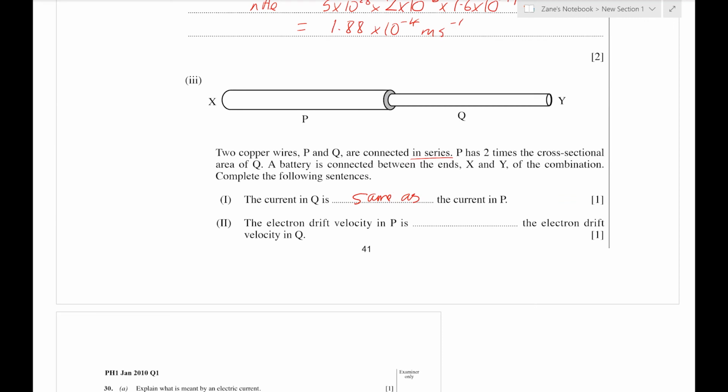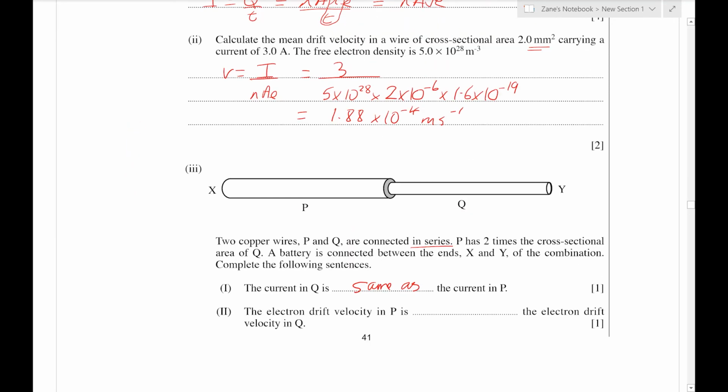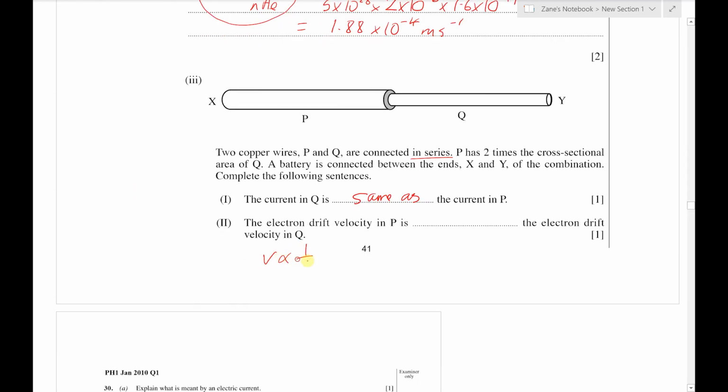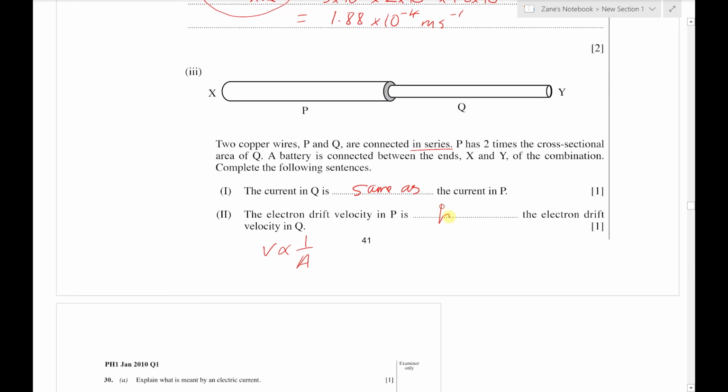For the last part of the question, we're asked about the electron drift velocity. Well, in the equation that we've used in the previous part of the question, we can see that because the current is the same for both parts of the wire, n is the same for copper, they're both copper, and n is a constant for copper, and e is constant, we can actually see that v is inversely proportional to A. So the smaller area has the higher velocity, and because the section Q has got half the cross-sectional area of P, that means that the velocity of the electrons in P is going to be half as much as the velocity of the electrons in Q.